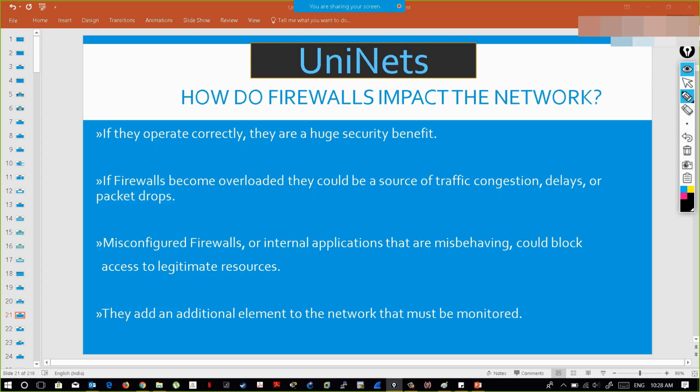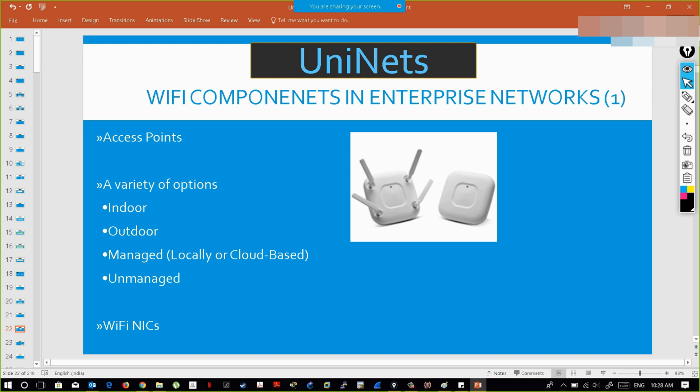So this is the impact of the firewalls on the network. And we have wireless devices. In today's life, wireless devices are very much important. And if you are speaking about wireless devices, first we can talk about the access point.